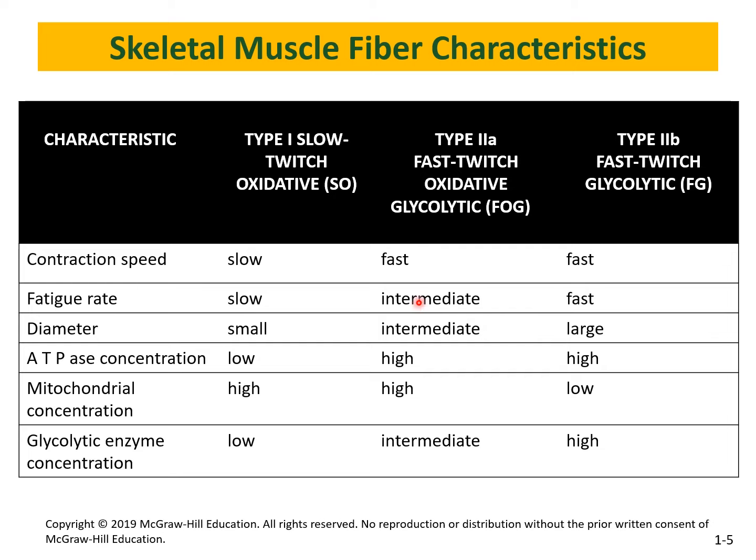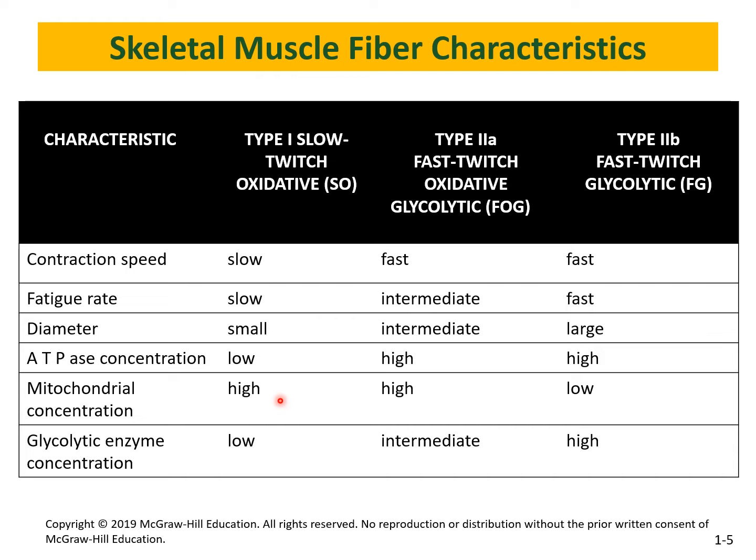This one uses oxygen. That's oxidative. So for fast twitching, we have two types. One of them uses oxidative, and the other one uses glycolytic enzymes to create ATP. Now, the diameter is large for fast twitching fiber because we need a lot of myosin and actin in doing this.